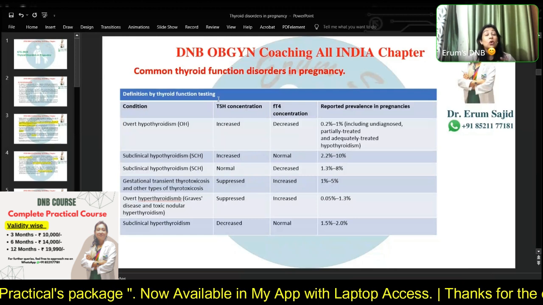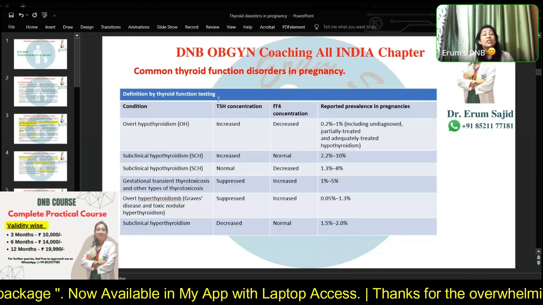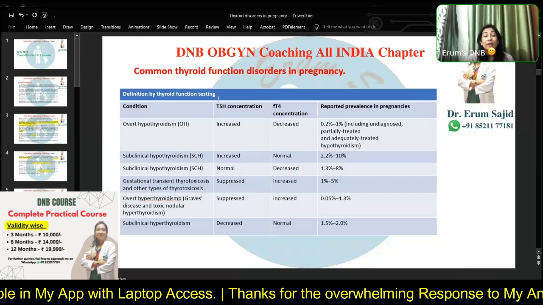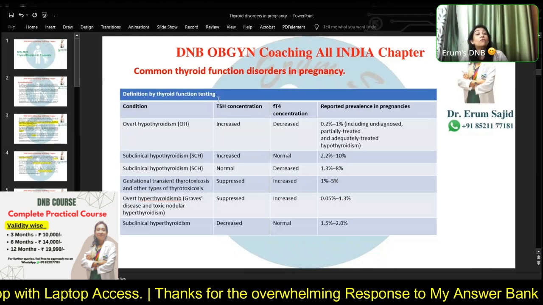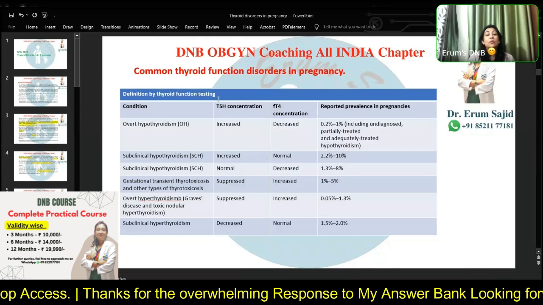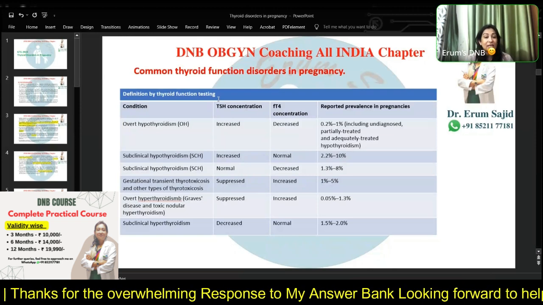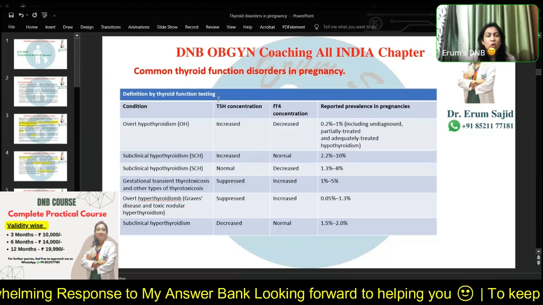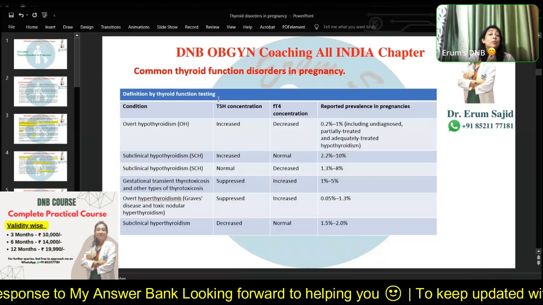Then you can have thyrotoxicosis on the other hand. So gestational transient thyrotoxicosis could be that your TSH is suppressed, but free T4 is increased. And there could be overt hyperthyroidism, in which this is suppressed, this is increased, and at the same time you have some reason behind it. Either you have a toxic nodular goiter or there are antibodies behind it.